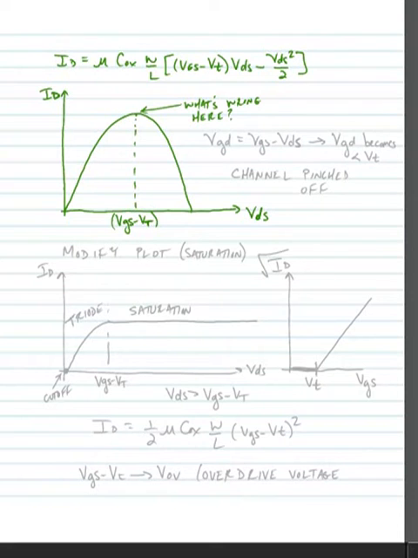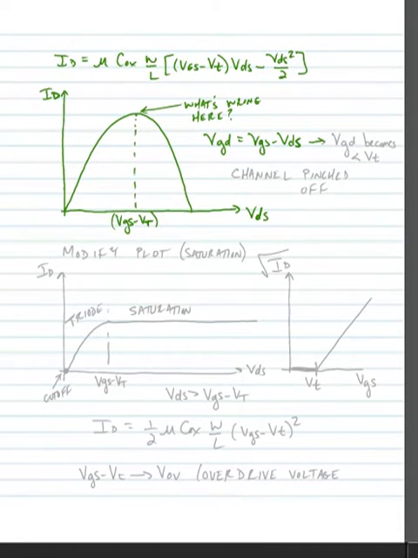We know that current should never decrease with an increasing drain to source voltage, because all we're doing is increasing, or we should be increasing the lateral E field, and that should increase the velocity of the particle. So what happens is that at the end of the channel, we want to see that VGD is equal to VGS minus VDS.